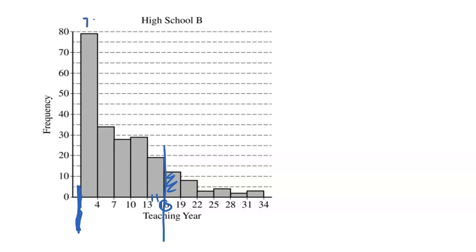In this first bin, I believe we already said there's about 79 teachers. In this next bin, we got 34 teachers. In this next bin, it looks to be about 28. Maybe we give a little bit of wiggle room there; somebody else might say 27, but about 28. In this next bin, we got 29 teachers. It looks to be just a little bit more than that, but still less than 30. In this final bin, it looks like we got just under 20, so let's say 19.